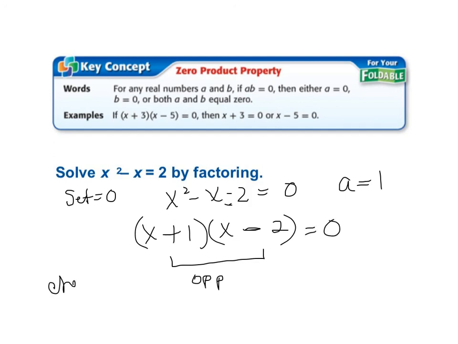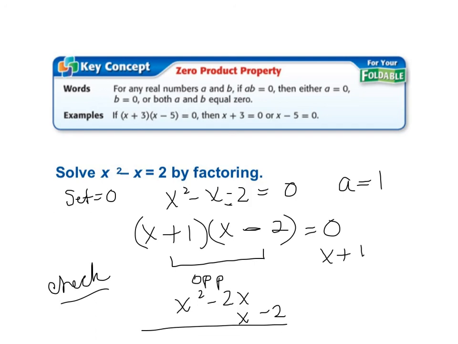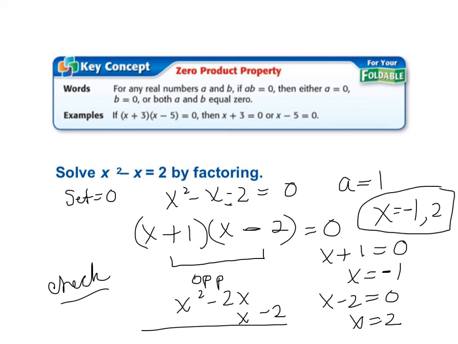Now I'm going to check it. And I have x times x is x squared minus 2x plus x minus 2, and that gets me back to the original, so I'm good. So I'm going to set each of my factors equal to 0 using the zero product property. X equals negative 1. And I set x minus 2 equal to 0, so x is equal to 2. So my solutions, my x-intercepts, my zeros, are x equals negative 1 and 2. And those are my answers.